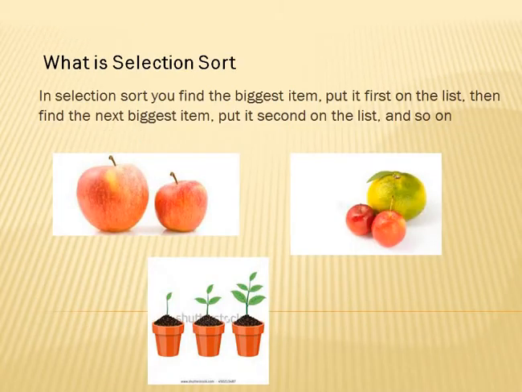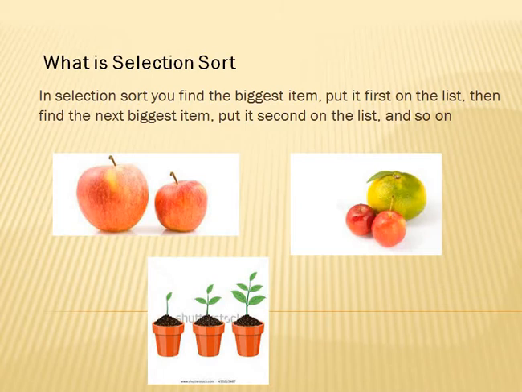Now we will move towards the selection sort algorithm. Guys, let me tell you one thing first. I think selection sort is the easiest manner of sorting. In selection sort, you find the biggest item, put it first on the list, then find the next biggest item, put it second on the list, and so on.